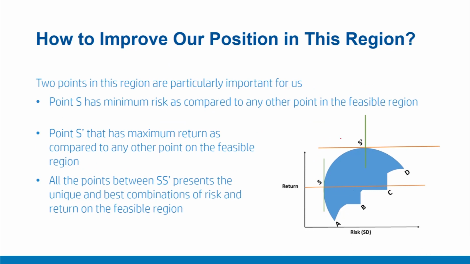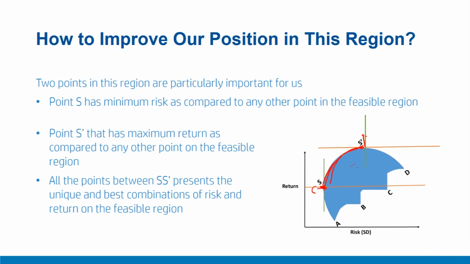Now, if you focus on this efficient frontier, which is SS dash, two points are particularly important for us here. First, point S. This point is the minimum risk point. If you look at this efficient frontier on the feasible region, this point has the minimum risk. There is no point on the left of this in the feasible region. So this is the leftmost point and therefore represents the point of minimum risk. Similarly, point S dash, which is at the top, is the point of maximum return. There is no point on this feasible region which is above this point S dash, and therefore this point offers you the maximum return.